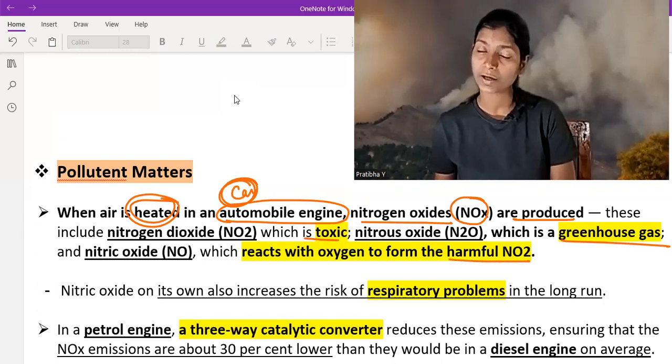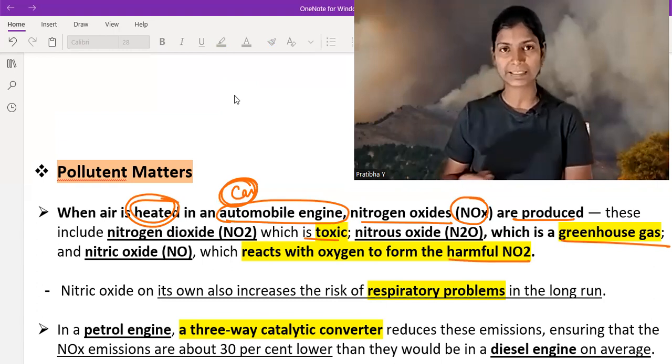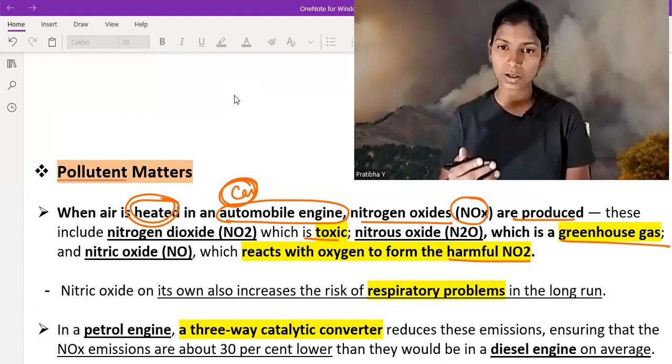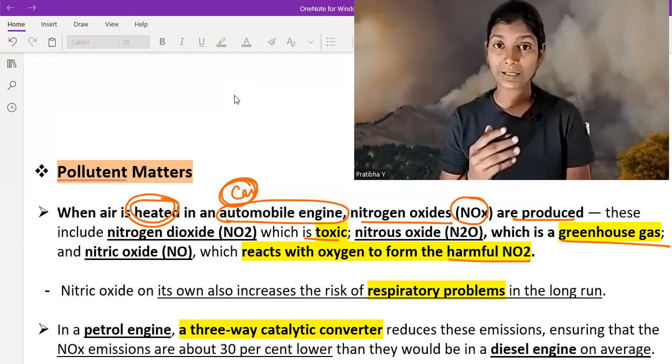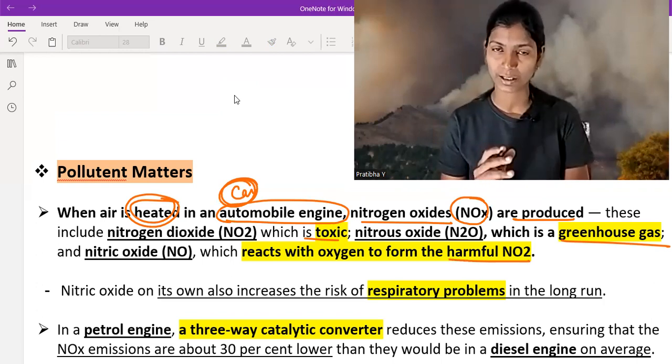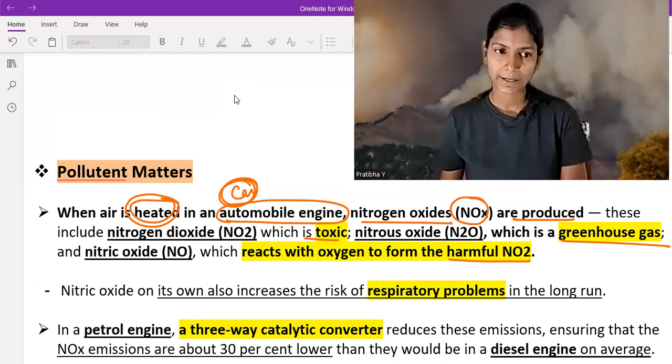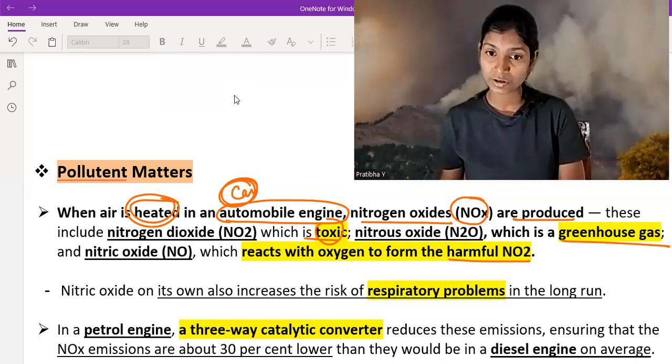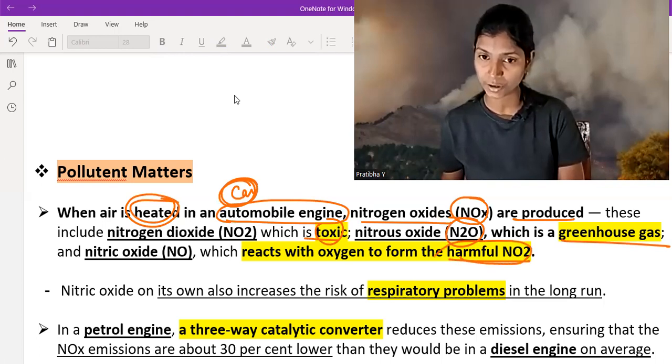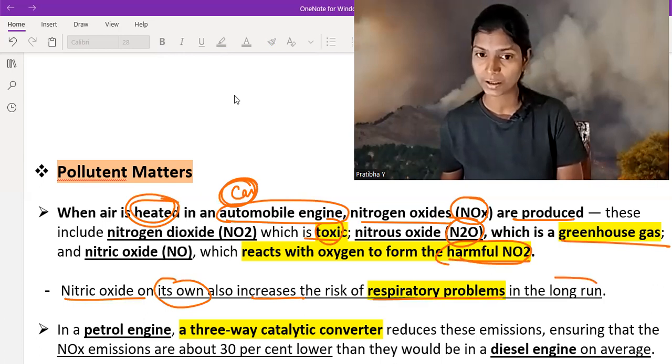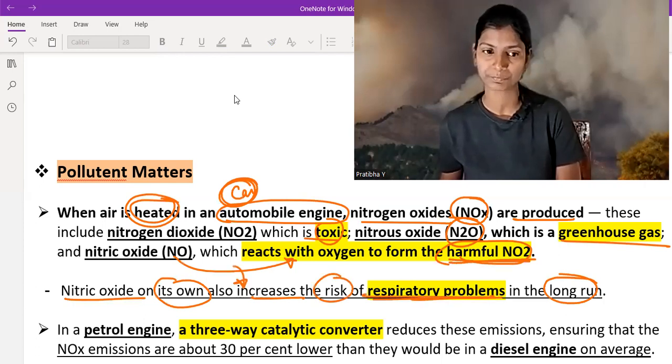So when air in the automobile engine is heated, it produces NOx, nitrogen oxides. These are nitrogen dioxide, nitrous oxide, and nitric oxide: NO2, N2O, and NO. NO2 is toxic, N2O is a greenhouse gas, and NO reacts with oxygen to produce the harmful NO2. Nitric oxide, NO on its own, also increases the risk of respiratory problems in the long run.